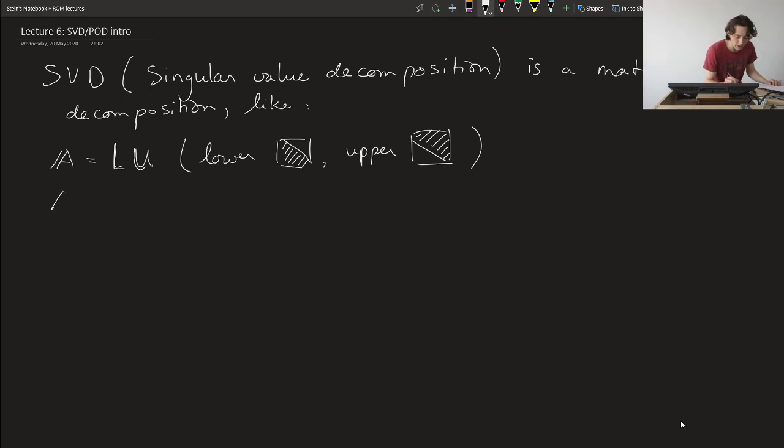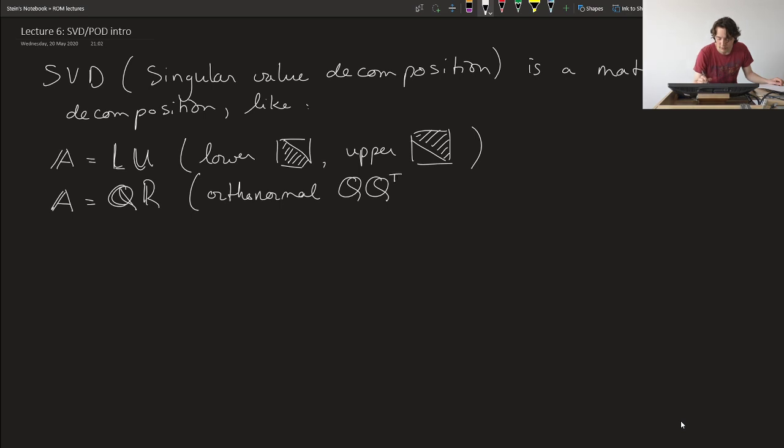Now, what is another one? We might decompose a matrix A into a Q and an R. So this is the QR decomposition, where Q is an orthogonal matrix, or orthonormal, I should say. What does it mean for a matrix to be orthonormal again? Well, that means that the inverse of Q is its own transpose. And so if I multiply Q by Q transpose, or Q transpose by Q, then I would get the identity matrix. So these typically are rotations.